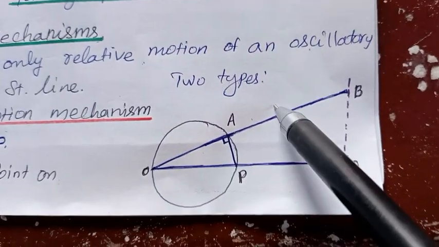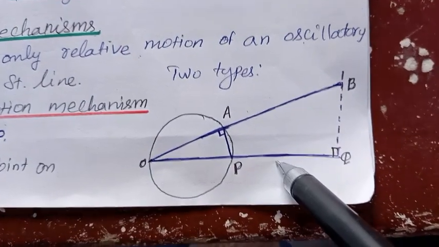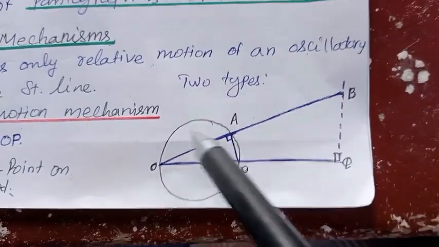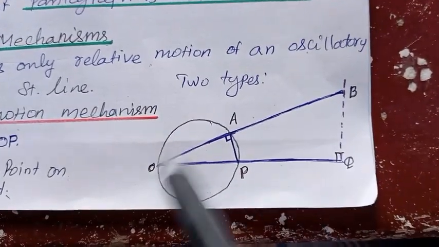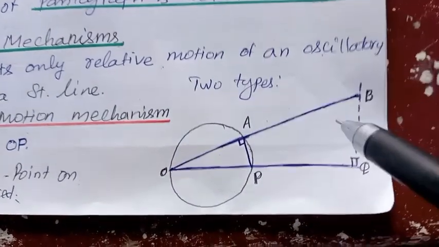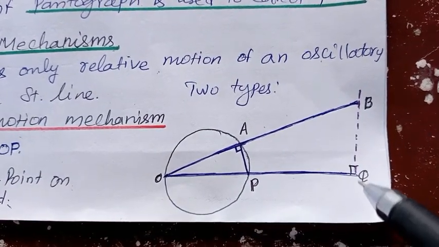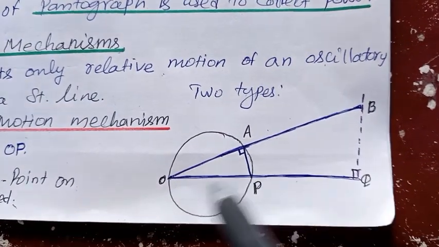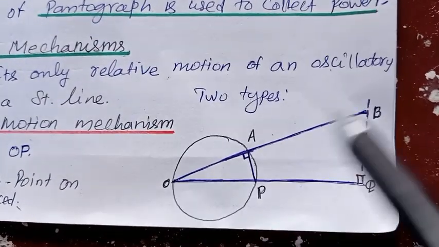OA is the chord and OB is the diameter of the circle, and OPQ is a straight line. Then OAB is a straight line. This is the main arrangement, OAB and OPQ. Here remember OP is always perpendicular to the chord, and BQ is always perpendicular to OP produced. This is the idea.